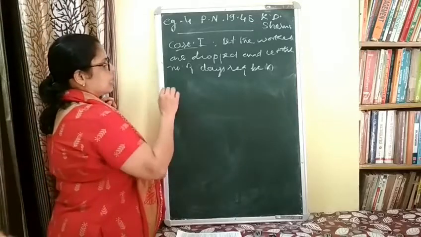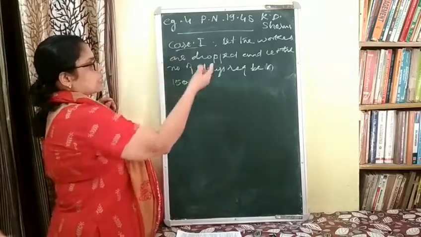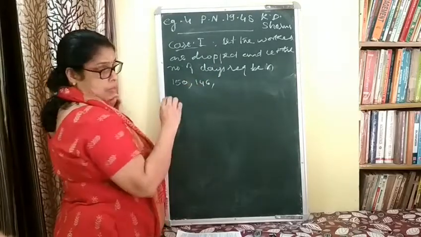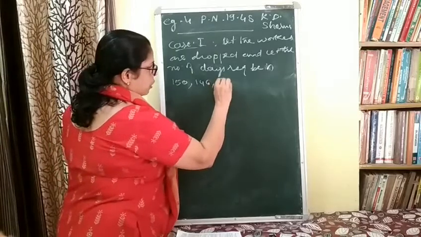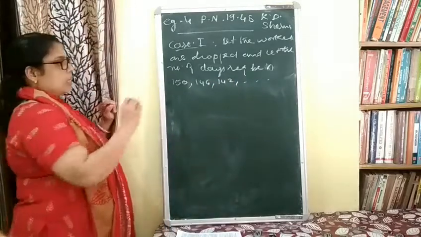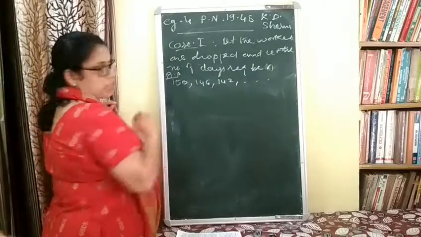As per the given condition, on the first day 150 workers are coming. The next day, the second day, 4 are dropped, that means 146 workers are coming. The next day again 4 are dropping, so 142 workers are coming. That means by the given condition, the AP formed is this one.